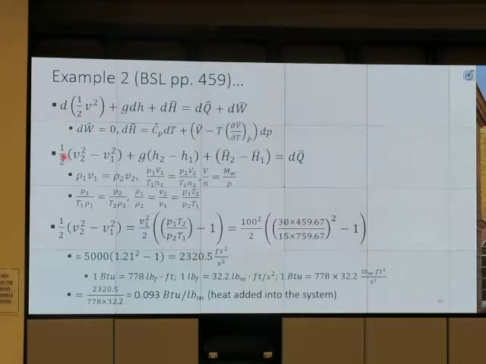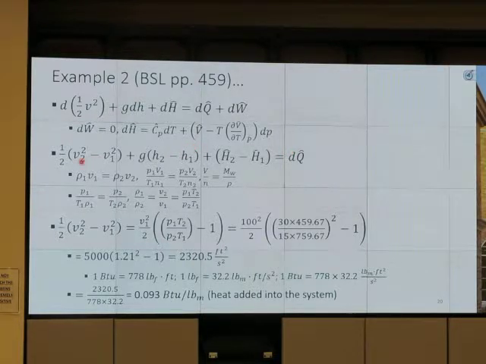We have half times V2 squared minus V1 squared. That's the change of energy for the kinetic term, potential term, and enthalpy term. And that's the heat, heat added to the system. If our answer becomes negative, this means we remove heat from the system. Is it going to be negative? Maybe.